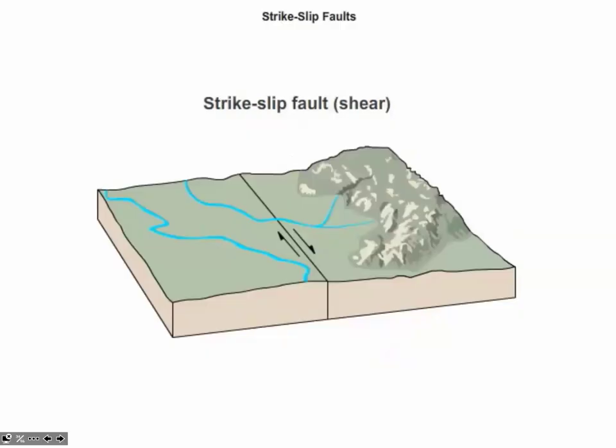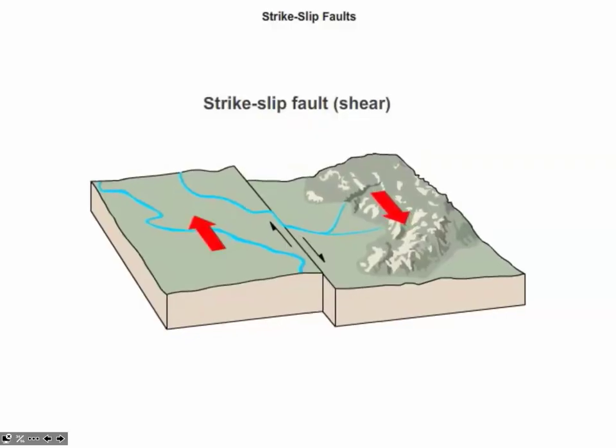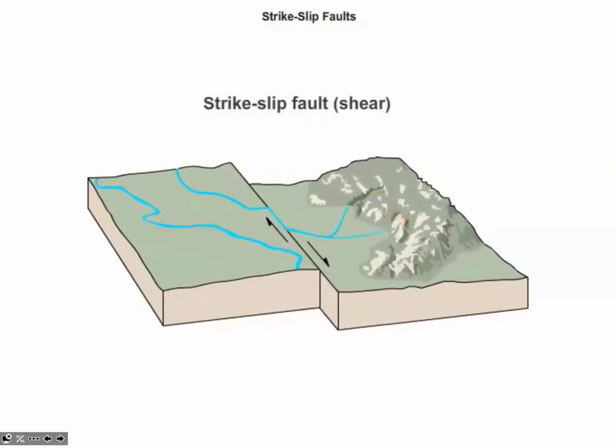A strike-slip fault develops from shear stresses, causing one side of the fault to move horizontally past the other. Notice that horizontal movement along the strike-slip fault may displace the course of a stream. Such offset streams commonly develop from ongoing displacement along a strike-slip fault.